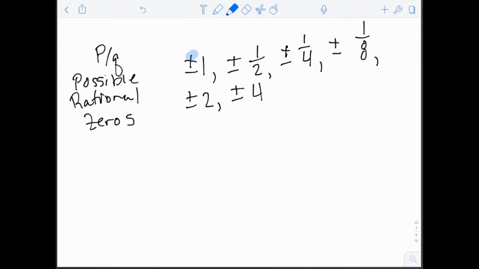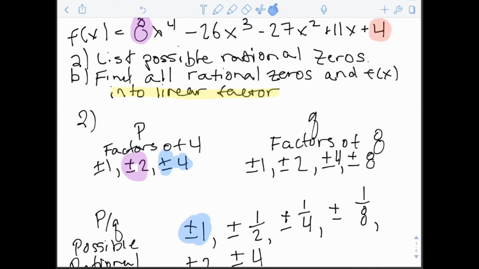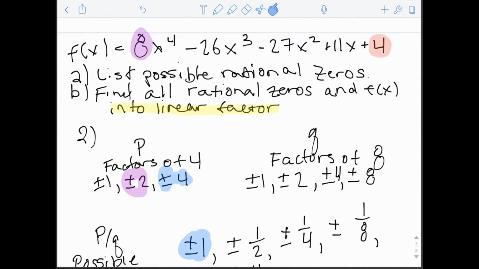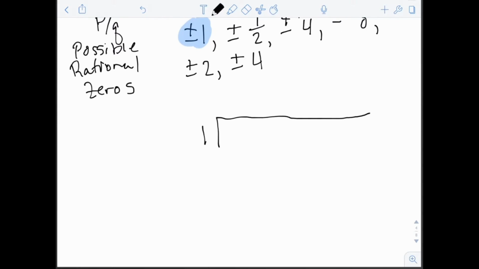So if we start with plus or minus 1, let's first start with the positive 1 and then move on to the negative 1 and see if this gives us any zeros. So we will have a 1 on the outside, and then we will use our coefficients from up here. That will give us a positive 8 in this case, a negative 26, negative 27, a positive 11, and then finally a positive 4.